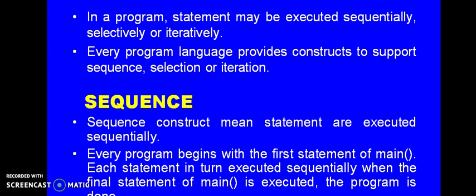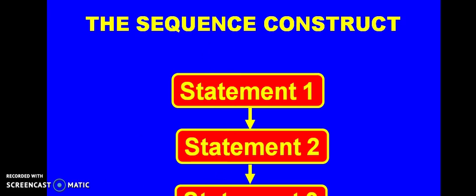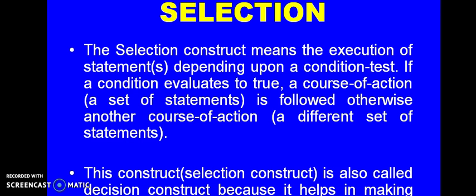Every program begins with the first statement of the main program, then the next statement will be executed, then the next, and then the next. And when the final set of statements of main is executed, the program is done. This is the syntax for the sequence construct. Statement 1 gets executed, then statement 2, statement 3, and so on. And when the final statement is executed, we will get the result.